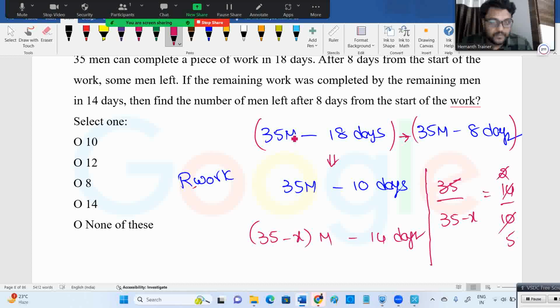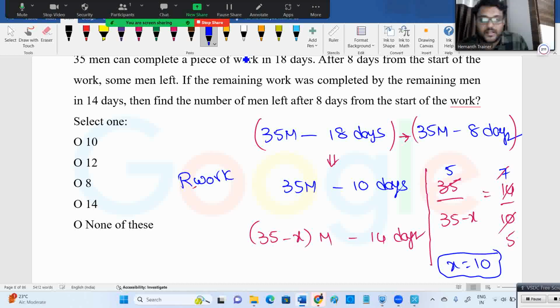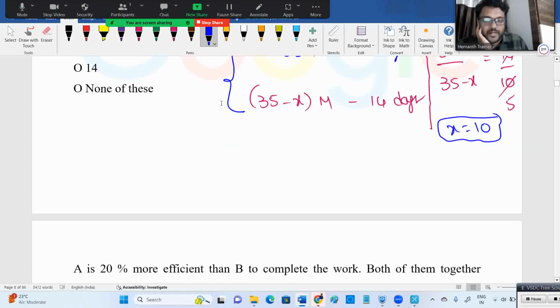Sorry, yes, 7 should be here. 7 fives are 35, x value equals 10. So 10 men left after 8 days. How many men are left after 8 days? 10 men were left after 8 days. That's why, instead of 10 days, it is taking 14 days to complete the work. Fewer people, more time taken. That's our idea, right?